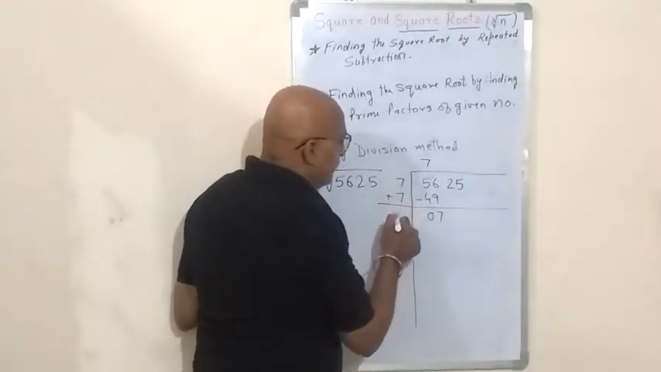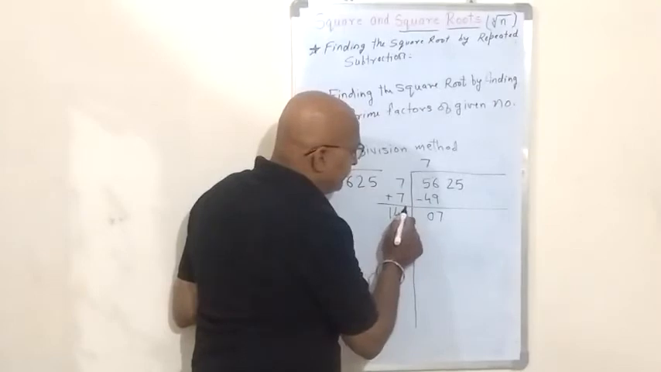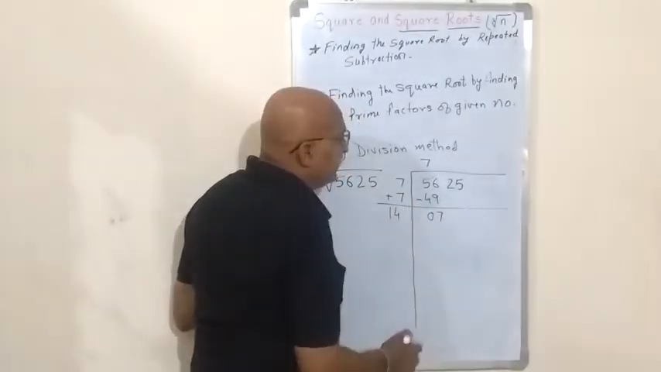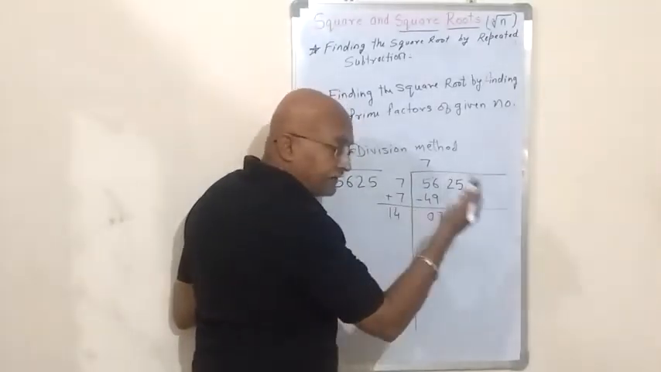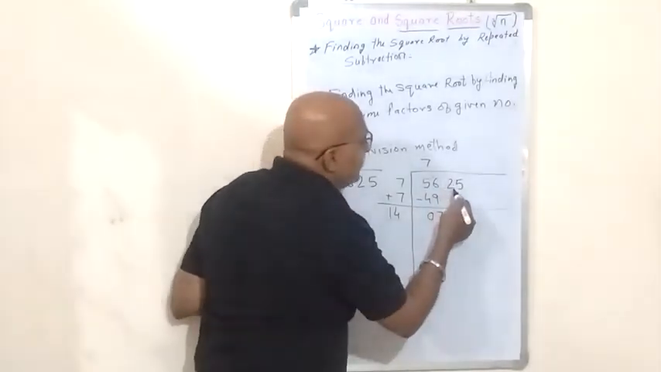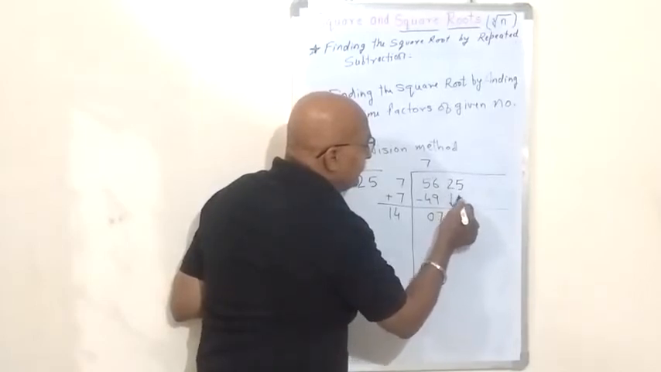Here 7 plus 7 is 14. We'll not write this 14 very near to the line. We need some space here to write one digit there. Now what that digit will be, let's see later on. Now this 25 we will take it down.